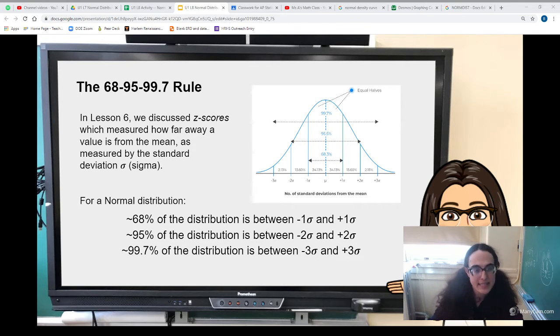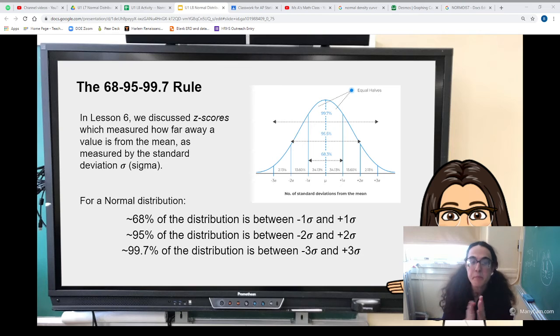We did this a bit when we talked about z-scores in lesson 6. If I have a value and it's some distance above the mean, we can calculate its distance in terms of standard deviations. We can say, oh, this value is 1 standard deviation above the mean, or this other value is 1.5 standard deviations below the mean. And we can do something similar here with our normal curve.